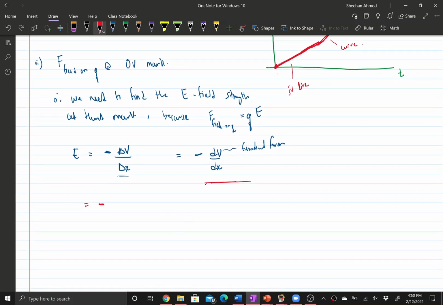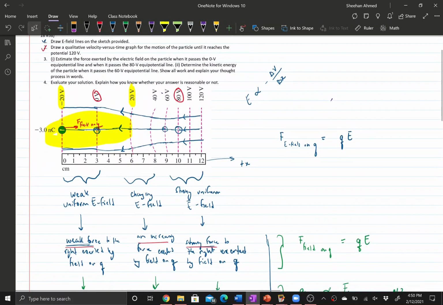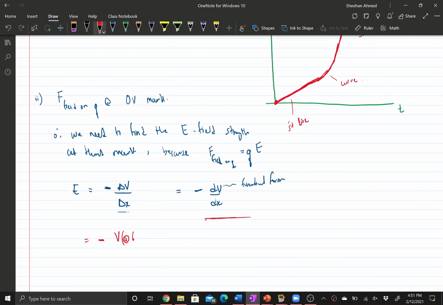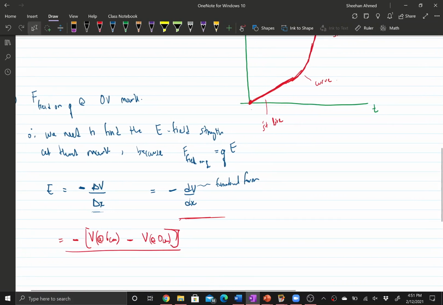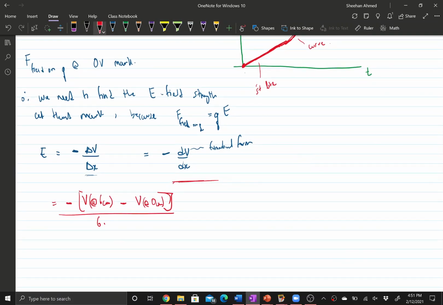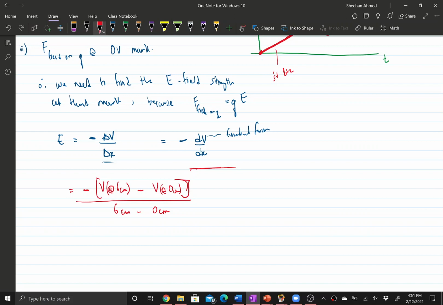I could say it's minus the potential at 6 centimeters minus the potential at 0 centimeters, divided by 6 centimeter minus 0 centimeter. There you go. How much does the potential change over a certain value of distance? And the minus sign is there because the field always points in the decreasing direction of the V values.